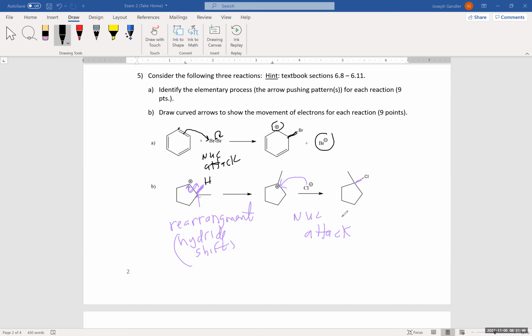So these are the elementary processes that we talked about in class, and that are covered with many examples in the textbook, all right? I hope that makes sense. And of course, with any of this stuff, let me know if you have any questions. I'm going to erase this and move on to the next question, question 6.